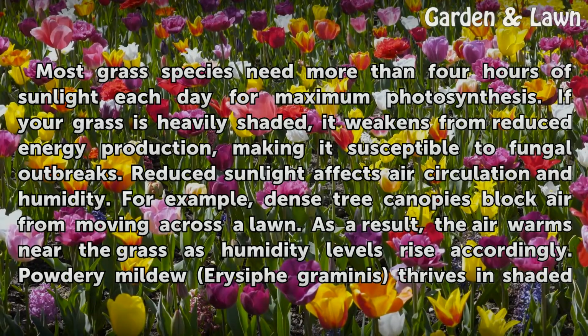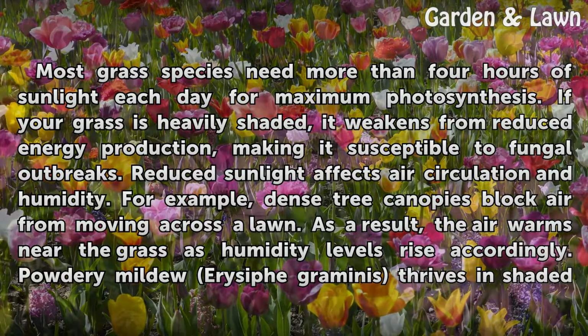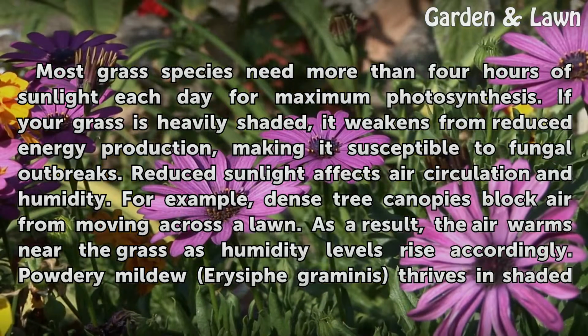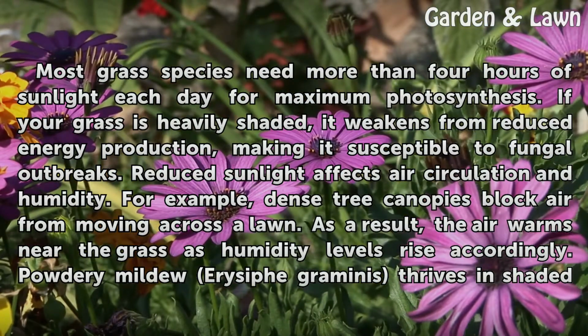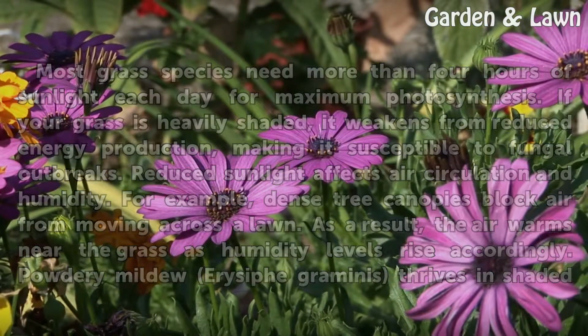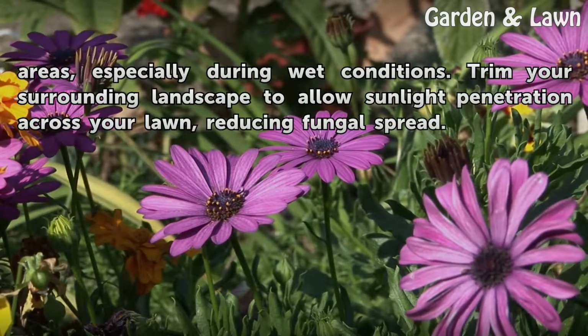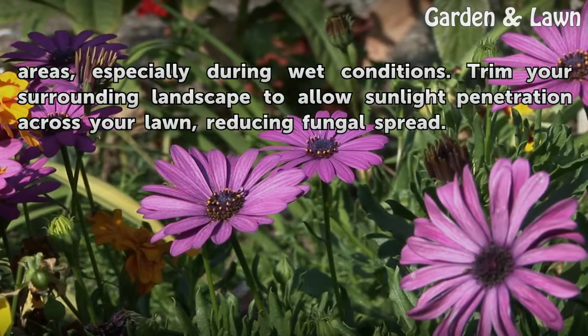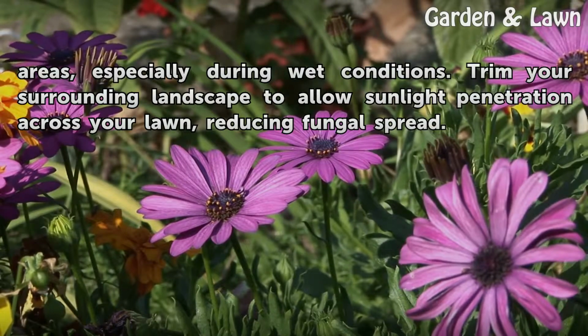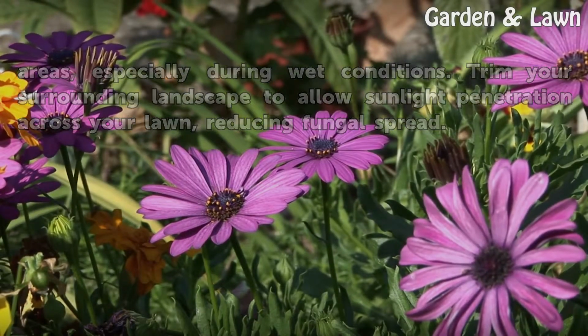For example, dense tree canopies block air from moving across a lawn. As a result, the air warms near the grass as humidity levels rise accordingly. Powdery mildew, Erysiphe graminis, thrives in shaded areas, especially during wet conditions. Trim your surrounding landscape to allow sunlight penetration across your lawn, reducing fungal spread.